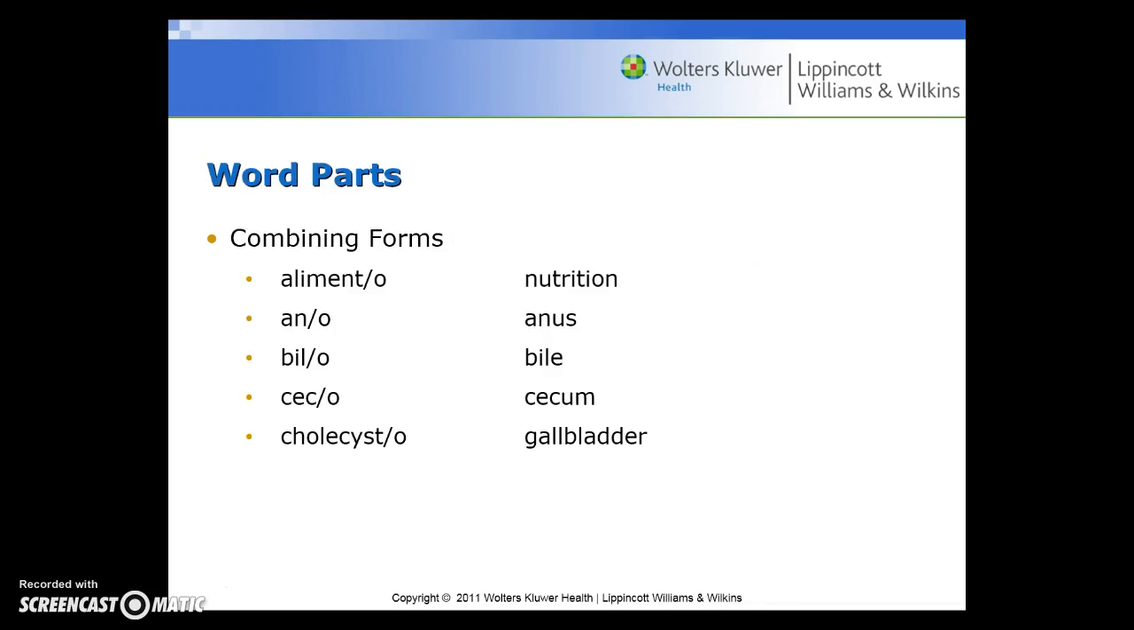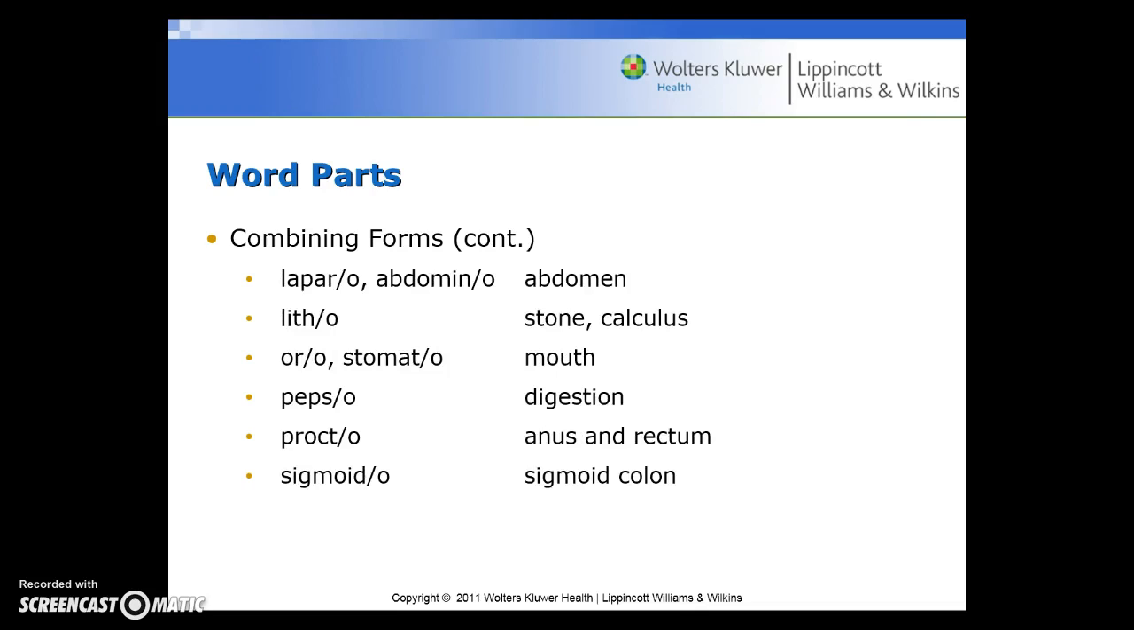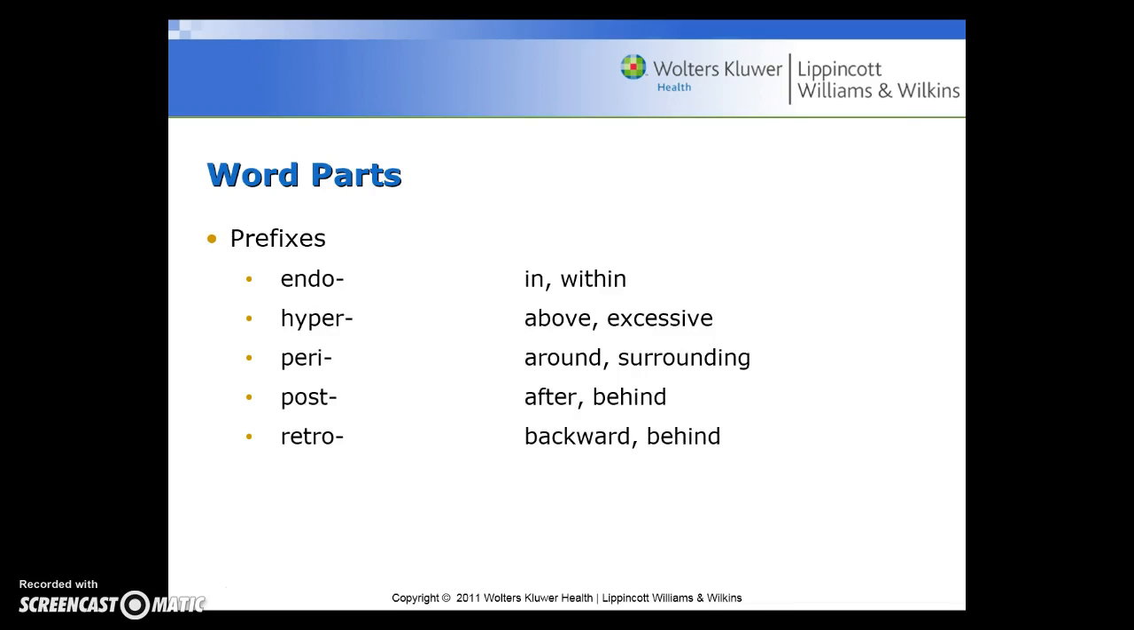Combining forms: alimento is for nutrition, ano for anus, bilo for bile, ceco for cecum, and cholecyst for gallbladder. Colo for colon, diverticulo for diverticulum, duodeno for duodenum, entero for small intestine, gastro for stomach, hepato for liver. Laparo or abdomino for abdomen, litho for stone or calculus, oro or stomato for mouth, pepso for digestion, procto for anus and rectum, and sigmoido for sigmoid colon.